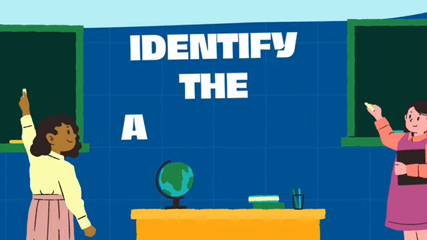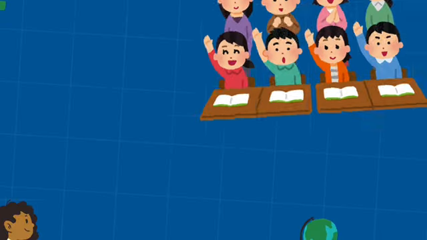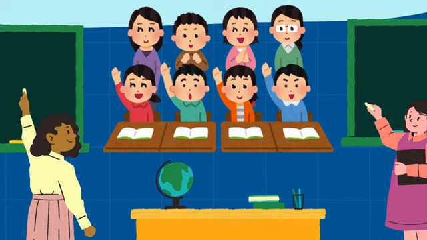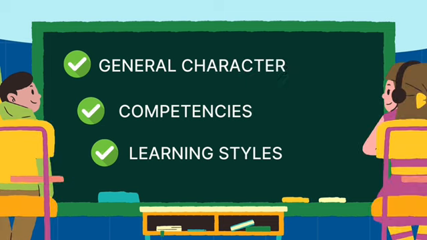As part of analyzing your learners, you must identify your audience. You must know the audience if you are to select the best medium to meet the objectives you have set. The audience can be analyzed in terms of their general characteristics, competencies, and then the learning styles.